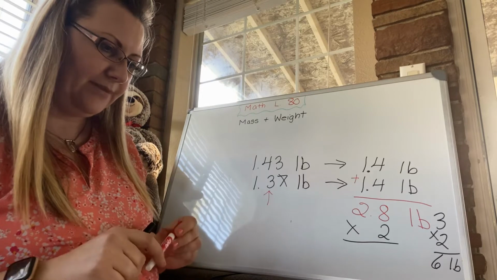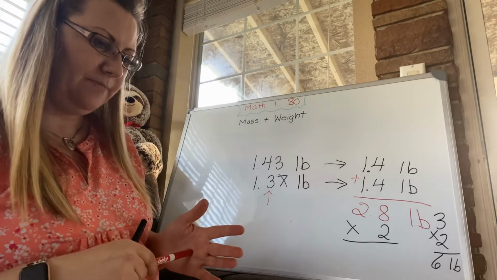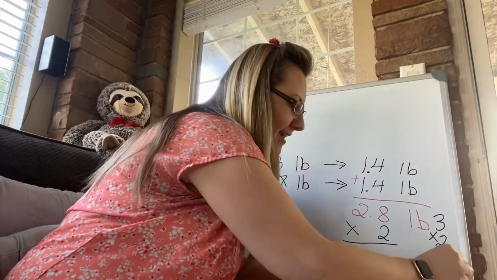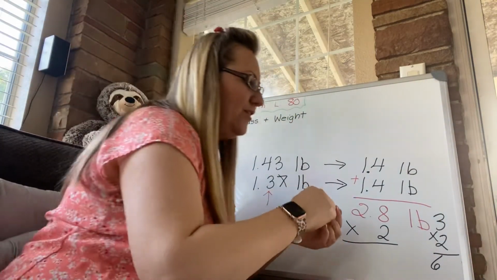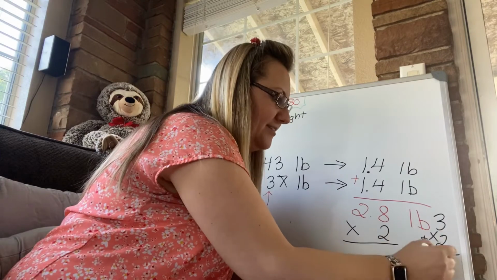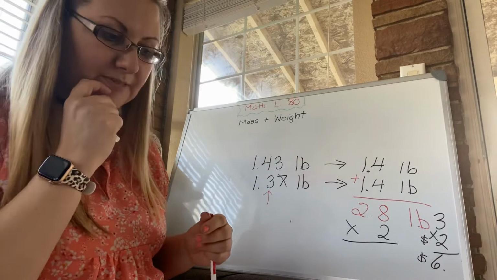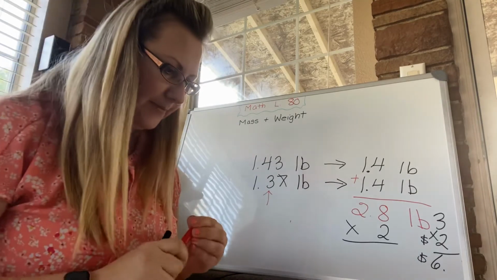did I do that right? Let me think. The cashier will round up to the nearest pound. How much did the Gordons pay for their salads? I'm sorry, what I meant to say is $2. This $2, which is going to give us $6 down here. So not 6 pounds, but $6, excuse me.